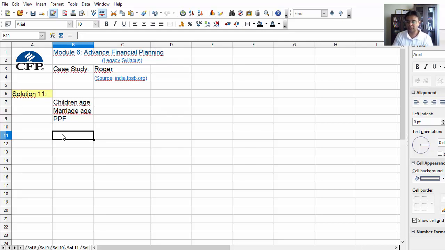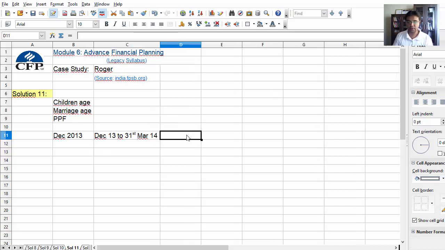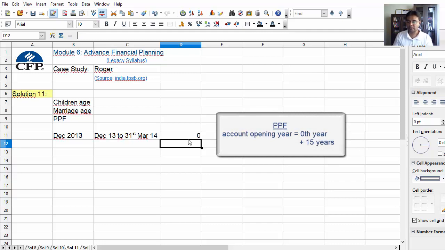Now it was opened in December 2013, so I'll just put December 2013. Always remember for the PPF, the financial year we consider is 1st April to 31st March of the next year. Since it was opened in December, the year end will be 31st March of 14. So for ease, I'll put December 13 to 31st March 14. Now this period is known as the 0th year, the year in which the account is opened. So I'll put 0 to represent the opening year.